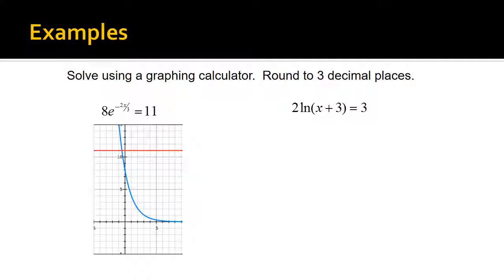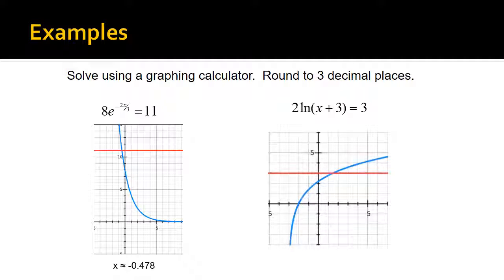And like I said, again, you're just going to see where the two sides intersect, and here it's at -0.478. And for the second graph, x equals 1.482.